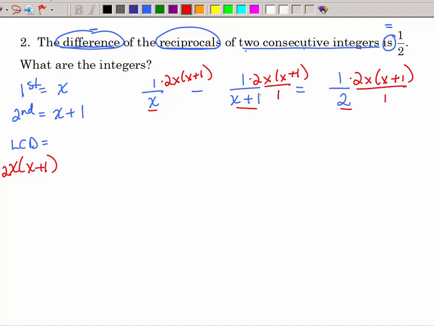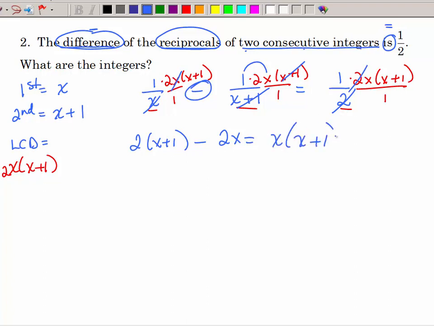Remember, those are all over 1, so we can reduce out all those fractional expressions. So the x's cancel, so I have 2 times x plus 1. Here those cancel, don't leave out that minus, so I have 2x. And here the 2's cancel, and I have that x times x plus 1.